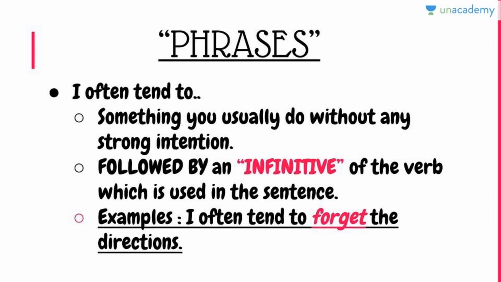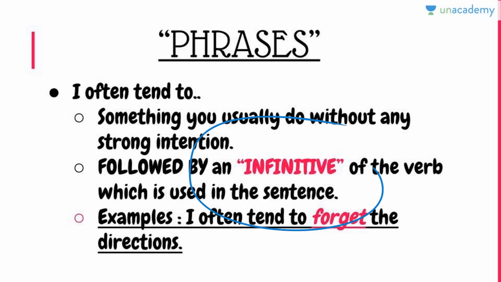The next is I often tend to. This is something you do not do with any strong intention. You do not have the intention to do that, but you get inclined towards it. So you tend to do this, you are not intentionally doing it. It is something you usually do without any intention, and it is followed by an infinitive verb.